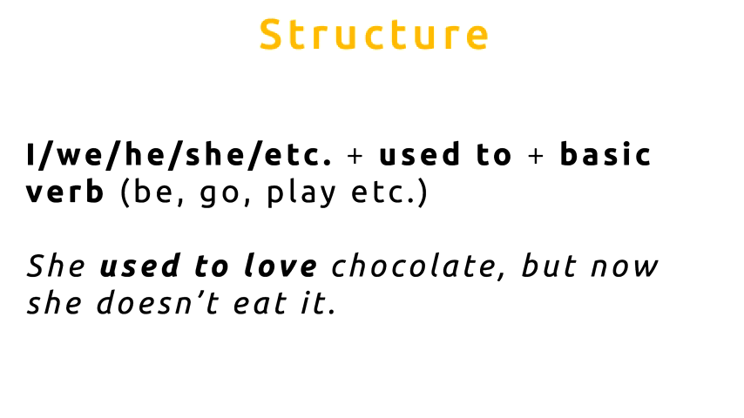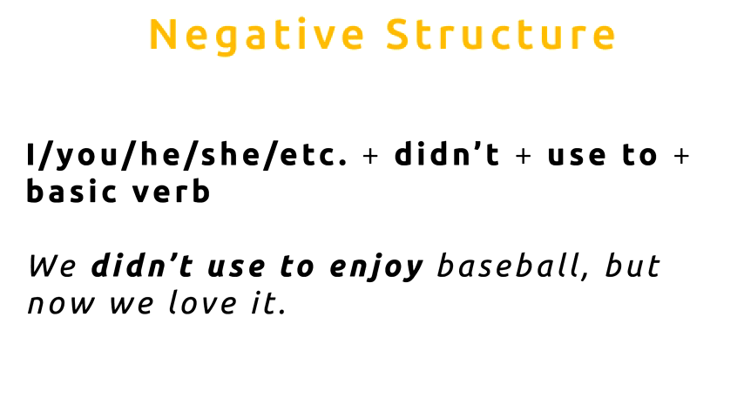Now, the negative structure is I, you, he, she, etc., plus didn't plus used to plus a basic verb. So, for example, we didn't used to enjoy baseball, but now we love it. So this is the opposite, you see? It's talking about something in the past that you didn't used to do or you didn't enjoy, but now you do.